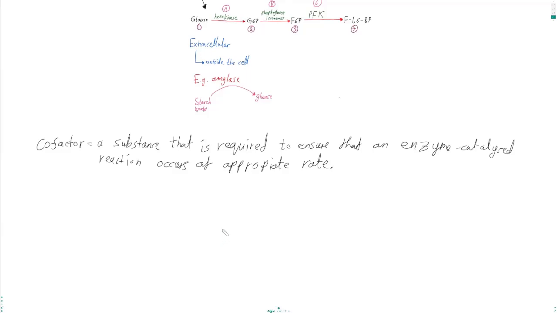So we have what are called prosthetic groups, and these are basic cofactors which are integrated within the enzyme structure. And some others, such as mineral ions and organic coenzymes, form temporary associations with the enzyme.